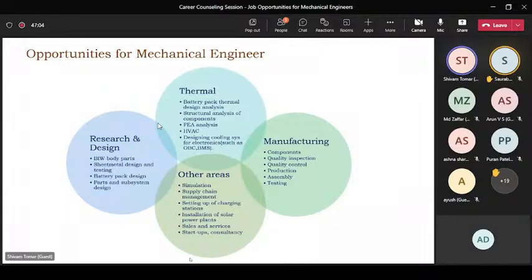Sales and after-sales services are also there in the EV industry. If someone is not that good at the technical side but still wants to make a career in the EV industry, this could be an option for them.